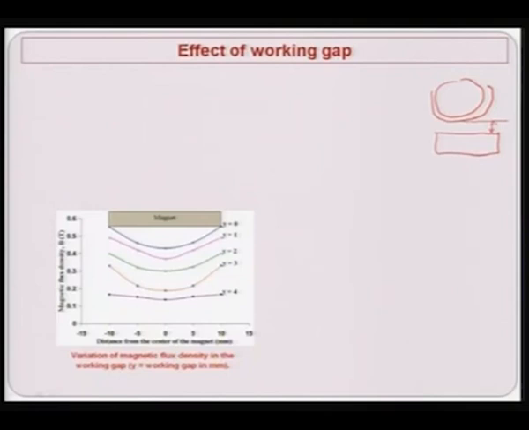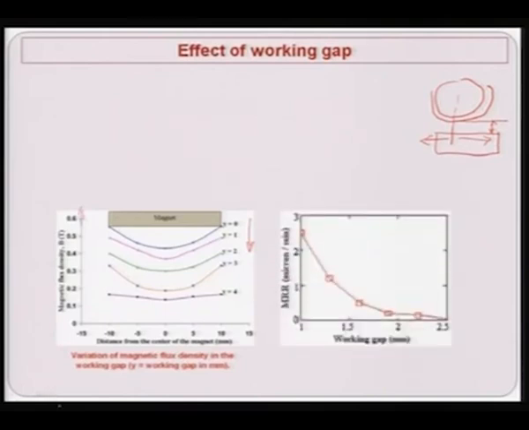Now, you can see here in this particular figure the distance from the center of the magnet. Suppose this here is the magnet, so this is the center of the magnet, then on one side it is negative, left side it is negative, right side it is positive. So, it says distance from the center of the magnet and magnetic flux density. You can clearly see that as the distance is increasing, the magnetic flux density is decreasing, which is obvious. So, it shows variation of magnetic flux density in the working gap, and y is the working gap in millimeter, and that is this particular y axis.